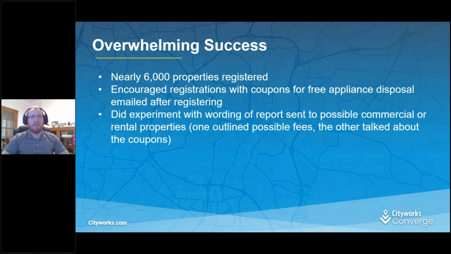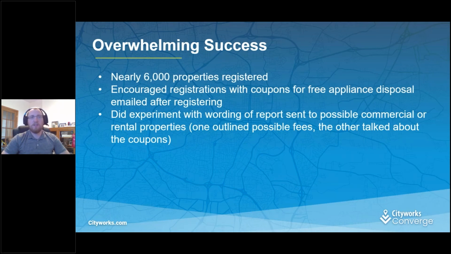We've had just about 6,000 people register so far. We sent out about 12,000 letters for potential properties. The way we checked that was to see if the owner address is different than the parcel location itself. If it was different, then we could infer that it might be a rental or something like that. We encourage people to register with coupons.